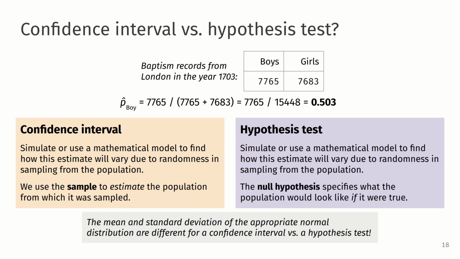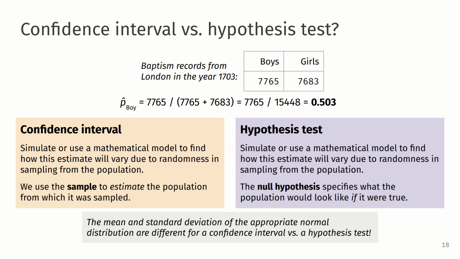So, as I mentioned, we're going to work through examples of using the same data to do two different things. One, to do a confidence interval. Generally speaking, for a confidence interval, we can either simulate, or as we're about to do, use a mathematical model to find how this estimate would vary due to randomness and sampling from the population. And that requires us to use the sample to estimate the population from which it was sampled, in a sense.